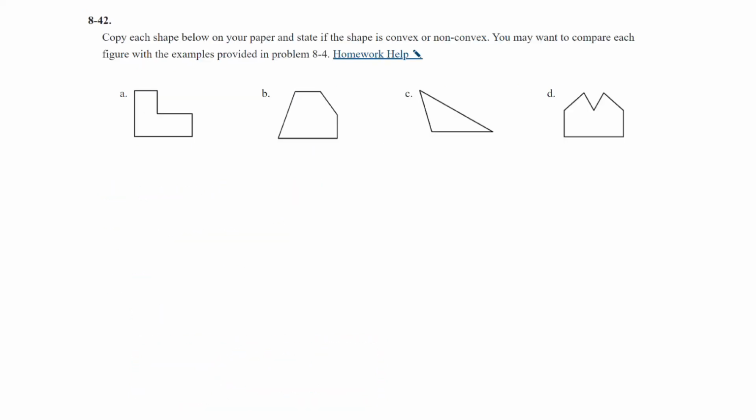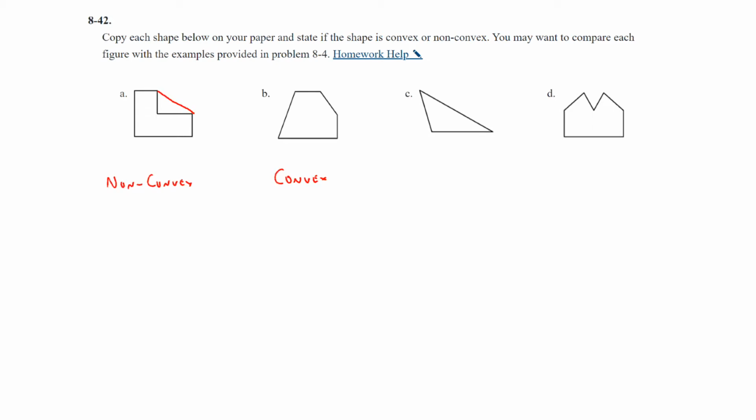Question 42. Copy each triangle below on your paper and state if the shape is convex or non-convex. You may want to compare each figure with the examples provided in problem 8-4. So on Part A, we have a non-convex figure, because when you draw a line from that vertex to the other one there, it's not inside the shape. B will be convex.